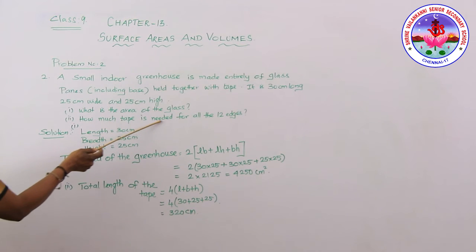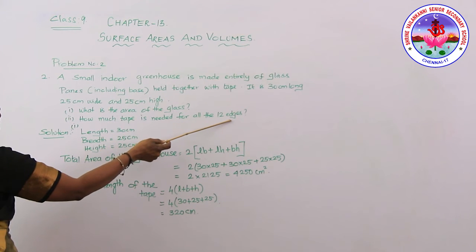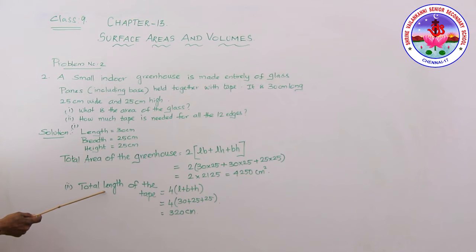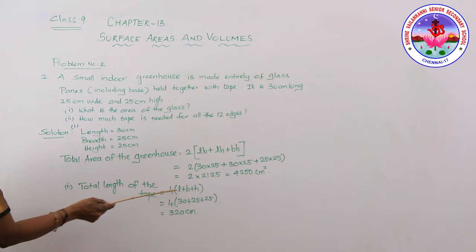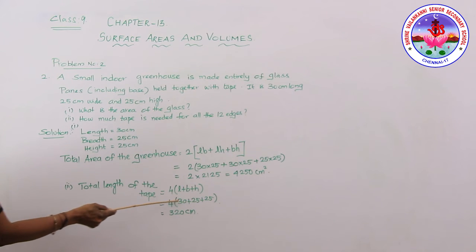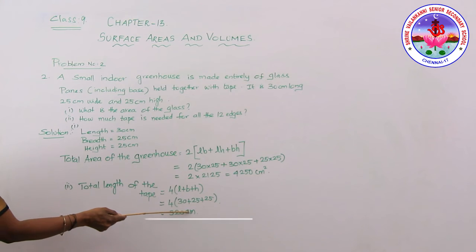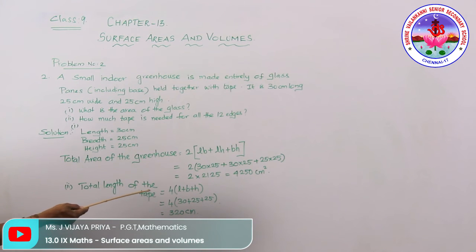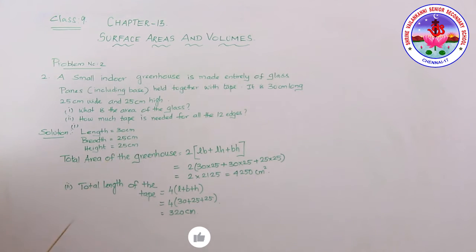Now we need to find the second case, length of the tape required to cover all the 12 edges. That is, you need to cover the 4 walls along with the topmost and the bottom. Which is nothing but 4 times of length, 4 times of breadth, 4 times of height. So adding all this, taking 4 commonly outside, we get 4 into L plus B plus H. Multiplying with 4, I get 320 centimeter, which is the length of the tape required to cover the 12 edges.